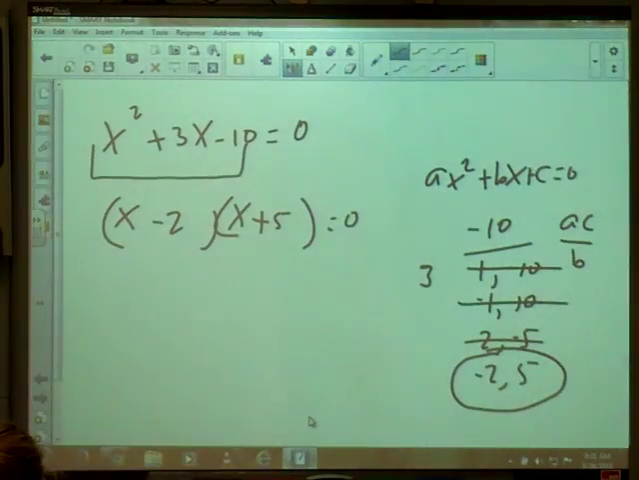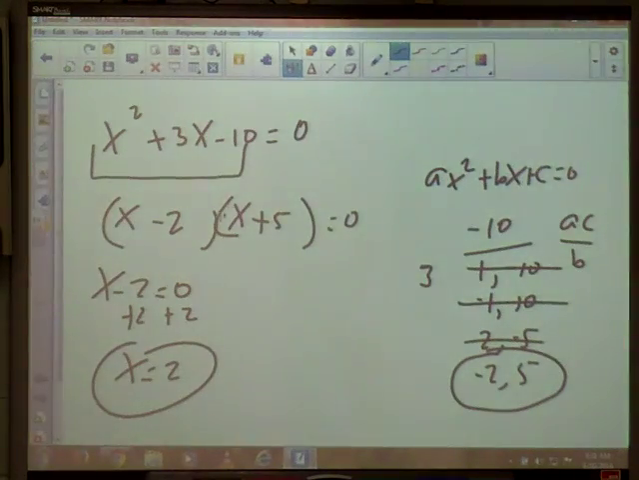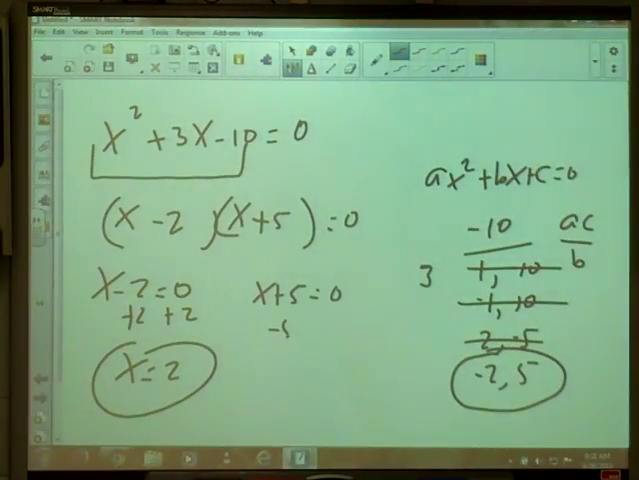Okay, so now I can take both of those factors and solve them. Because if I took my first one, x minus 2, set that equal to 0, what does x have to be? There's one answer. I took my second factor, x plus 5, set that equal to 0.